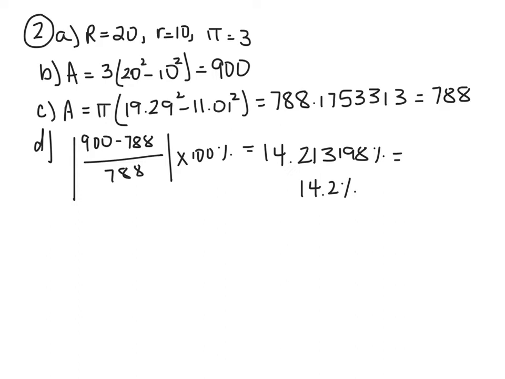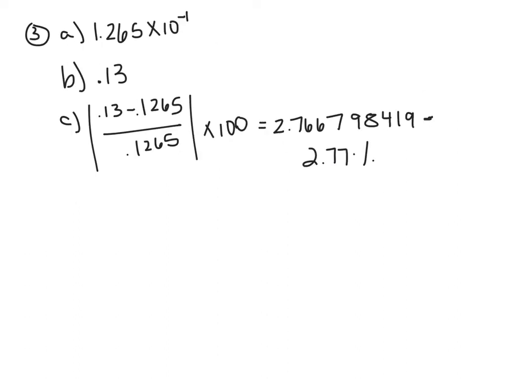And then part D wants you to find the percent error. So percent error is estimated value minus the actual value divided by the actual value times 100%. So if you do this, you end up with 14.2%. Number 3 gives you the value x equals 0.1265, and first part A, they want you to write that in standard form or scientific notation. So you need this 1 out in front here, so 1.265 times 10 to the negative 1 because we moved the decimal over to the right 1.